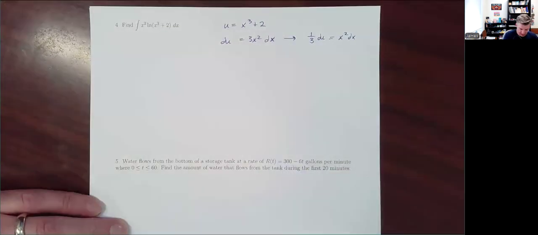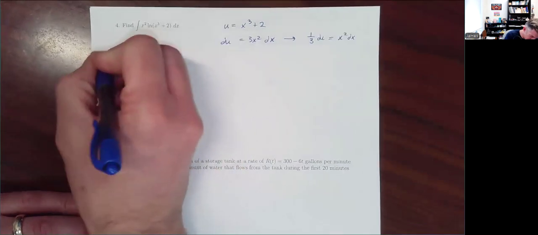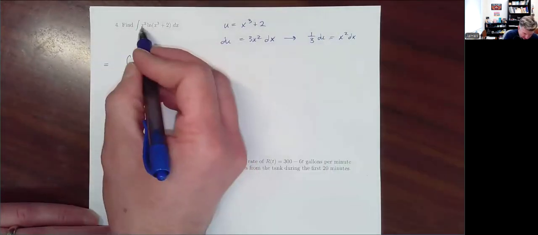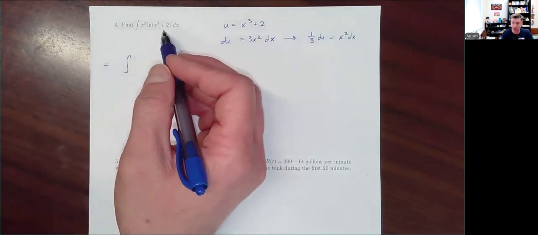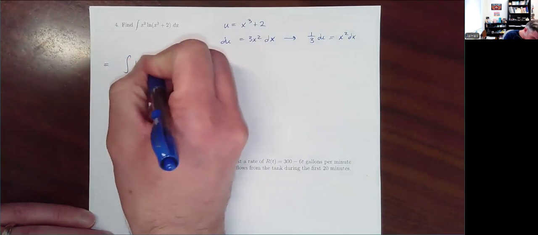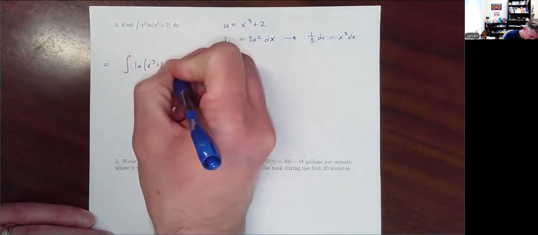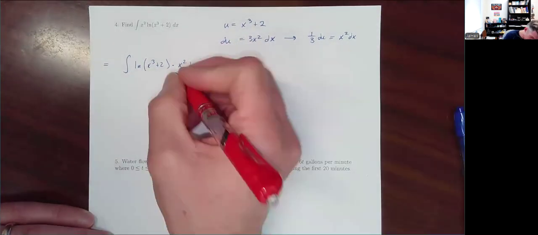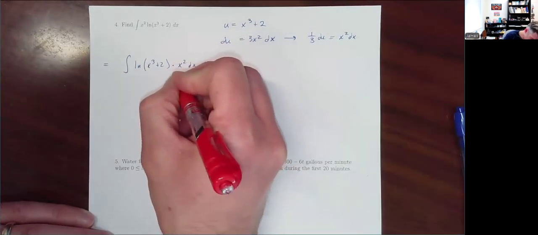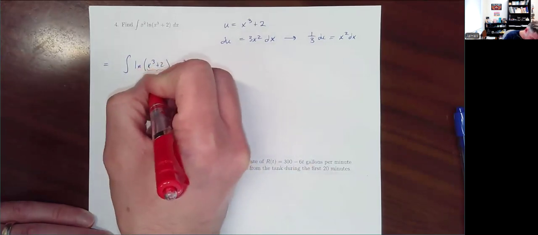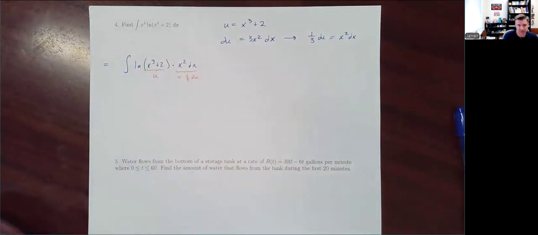You don't have to do it this way. Some people just underline the parts. I prefer rewriting the integral so that my x squared is next to my dx, and it's totally fine to change the order of multiplication. So I'll write this as the natural log of x cubed plus 2 multiplied by x squared times dx. And there's my 1/3 times du. There's my u. Fine, u.